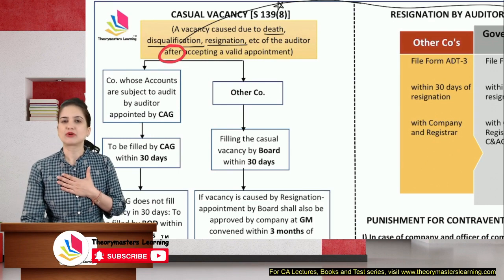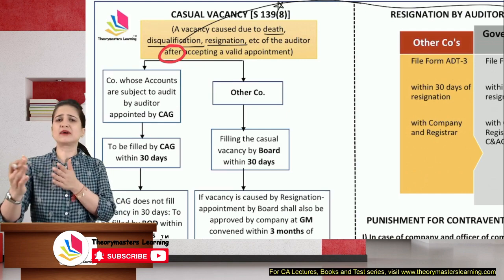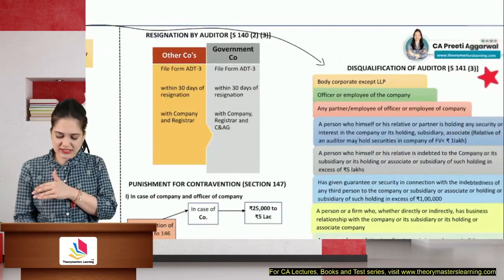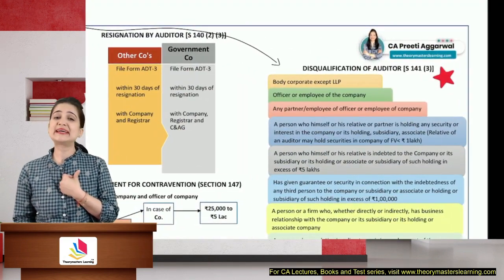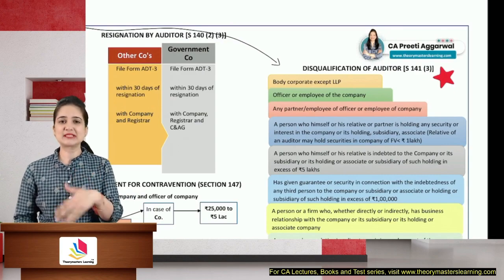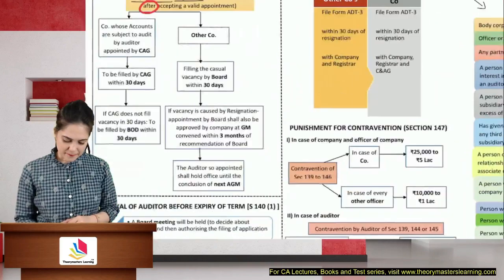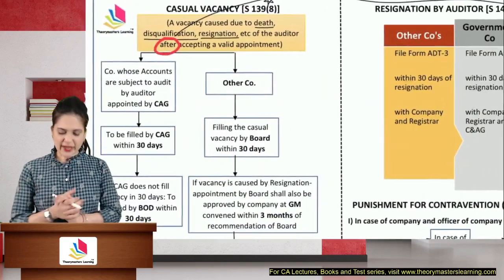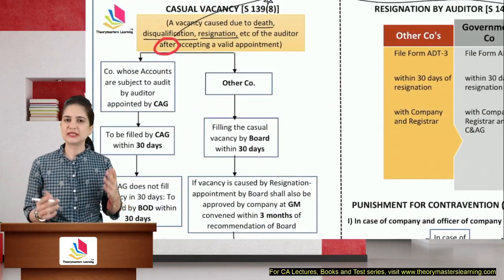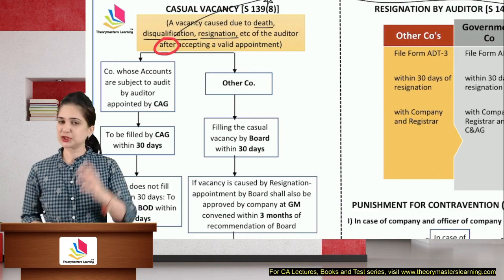So I was appointed as auditor of the company. Later, I attracted any one of these disqualifications. I create a casual vacancy. That vacancy will be filled by the board. Okay. So casual vacancy is due to death, disqualification, or resignation of the auditor.